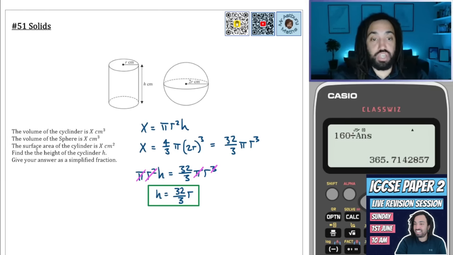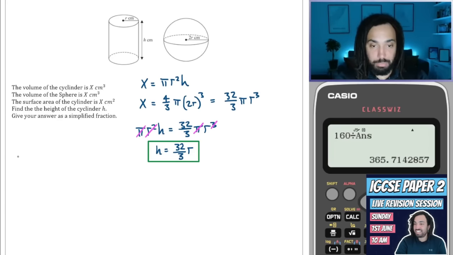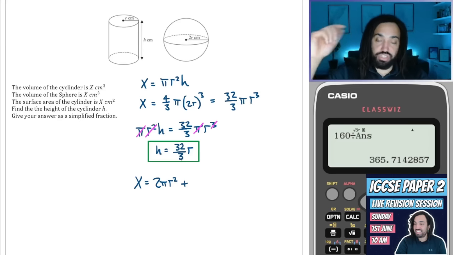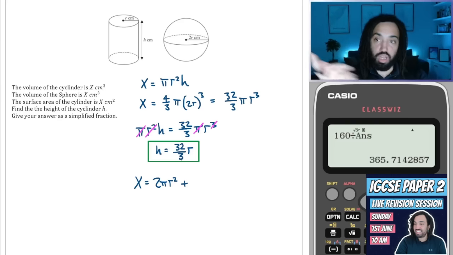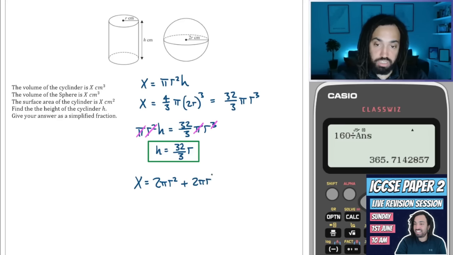So it says that the surface area of the cylinder is also equal to x. So the surface area of the cylinder is going to be 2 pi r squared, because you've got a base and a lid, and then the bit which you wrap around the cylinder has a height of h, and it has a width of the whole way around the cylinder. So it's the circumference of the cylinder, 2 pi r, times by h.